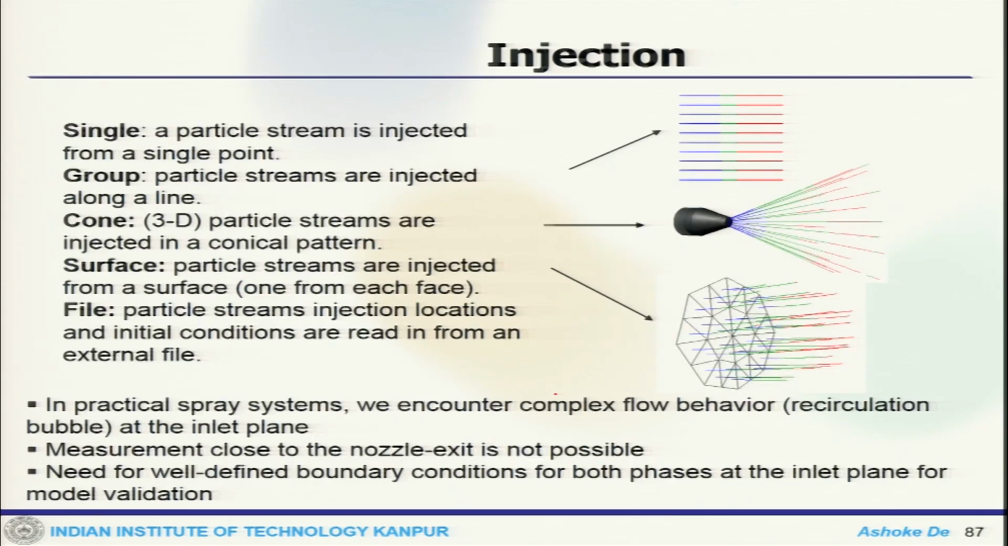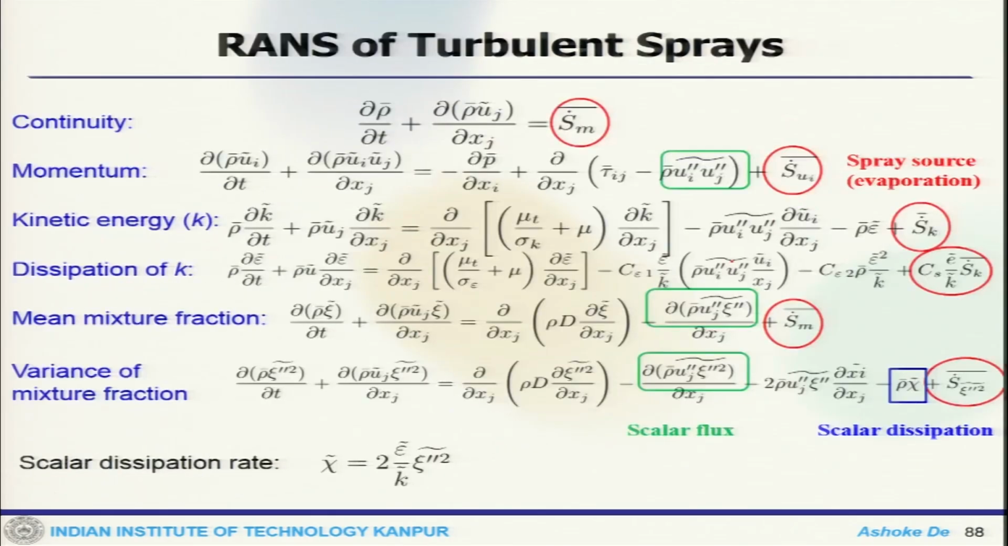So, depending on that, and in practical spray systems we encounter complex flow behavior. So, measurement close to the nozzle is not possible. So, we need well defined boundary conditions for both phases at the inlet plane for model validation. So, this is an important point because measurements at these planes are not that easy.